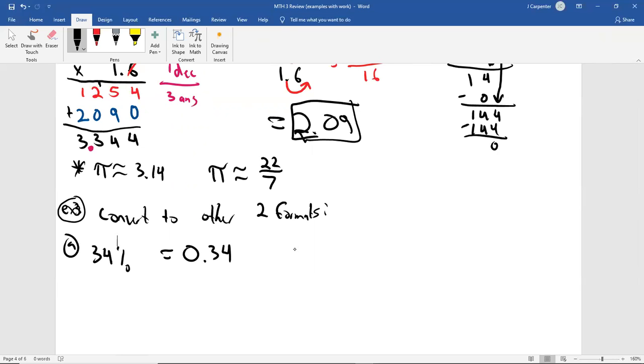And then if you want to convert this 0.34 to a fraction, well, there's two decimal places. So that says 100 is the denominator and 34 is the numerator. This reduces though, 2 goes into 34 17 times, 2 goes into 100 50 times. So 0.34 and 17/50ths are our answer.